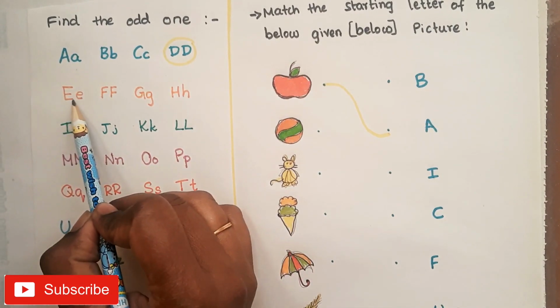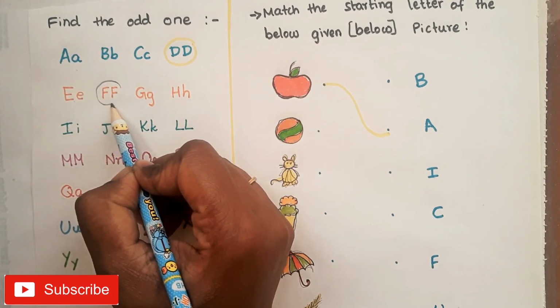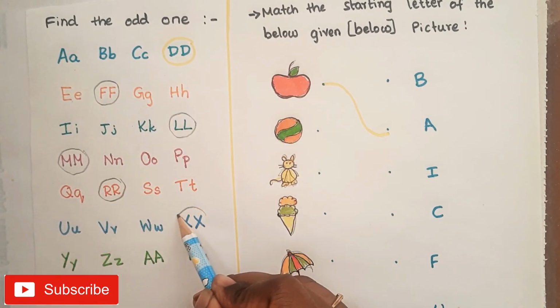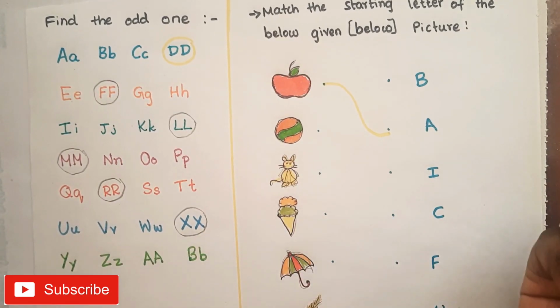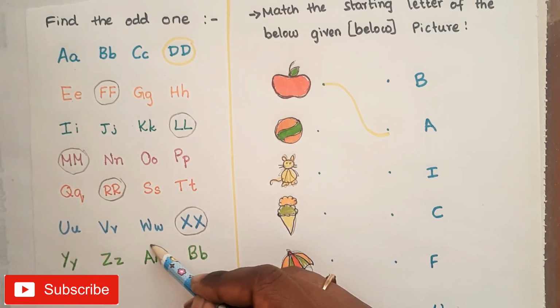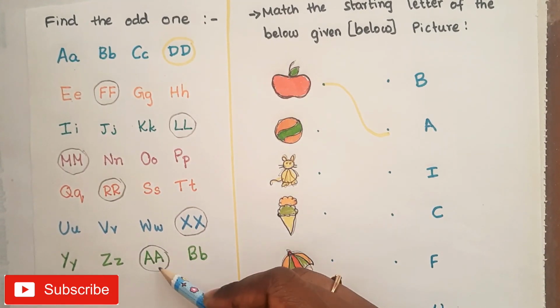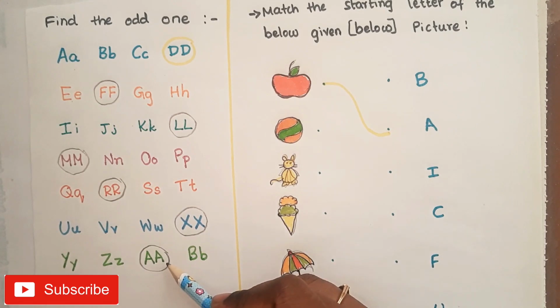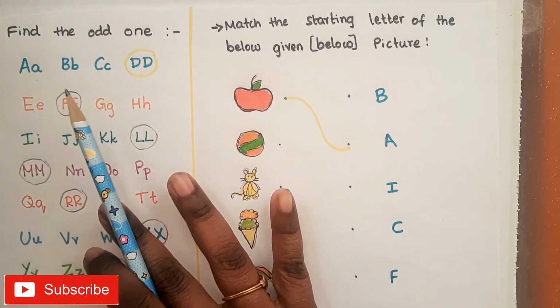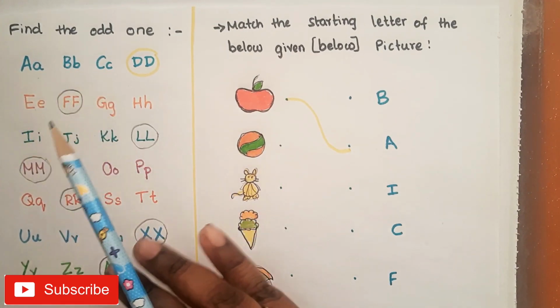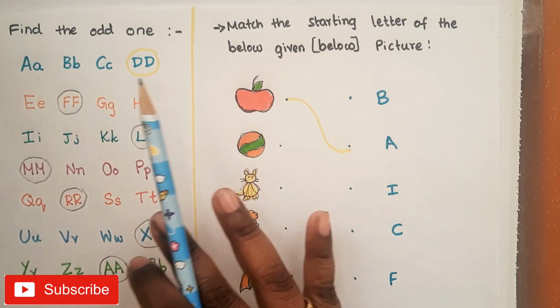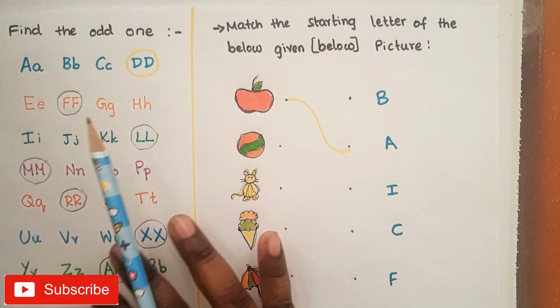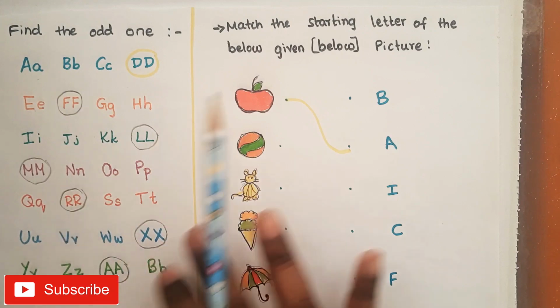So next, E, F, both are in uppercase. In this X, in this A. Since both are in uppercase, the kid needs to circle it out. This activity will really help the kid to identify upper and lower case of alphabets. I would really suggest please give this kind of activities daily so they'll become good with that.